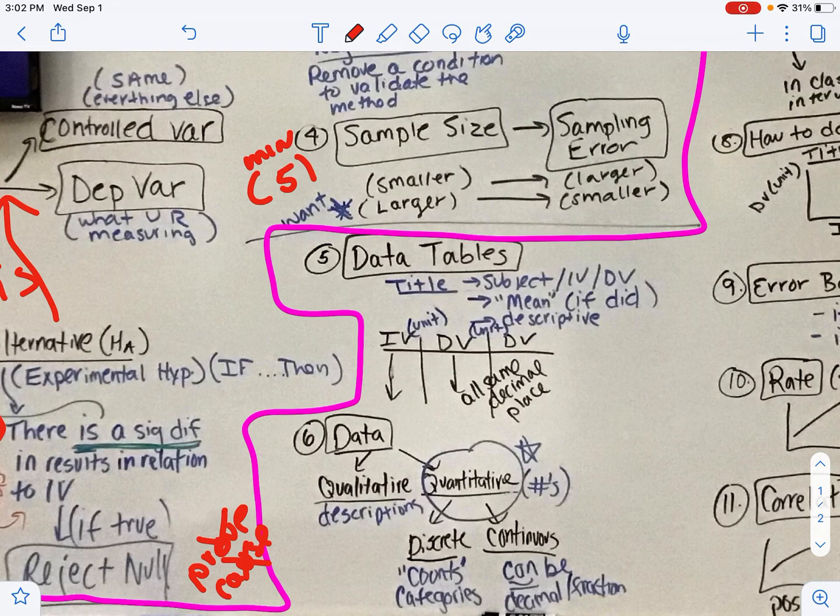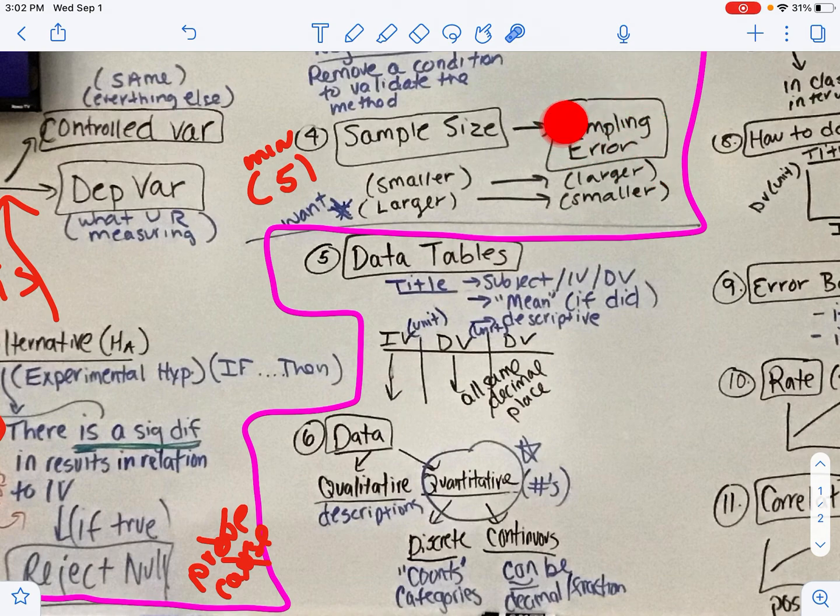Don't say, I'm going to test 1 million plants in each group, because that's unreasonable. So generally, if you're designing an experiment, they want the larger the sample size, the better, but it has to be reasonable. Okay, don't go crazy, and you'll be fine. And in general here, the smaller the sample size, the larger the sampling error.